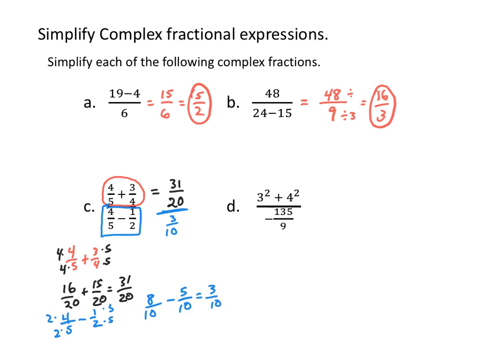So I have 31 over 20 divided by 3 over 10, which means I'm going to have 31 over 20 times 10 over 3. And then I'm going to reduce the 10 and the 20 and multiply straight across. 31 over 6.